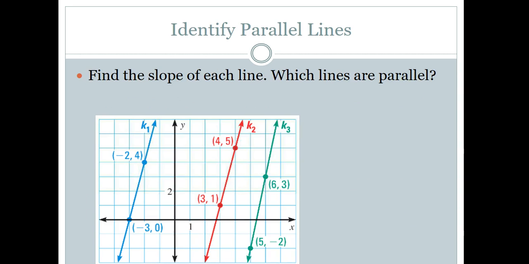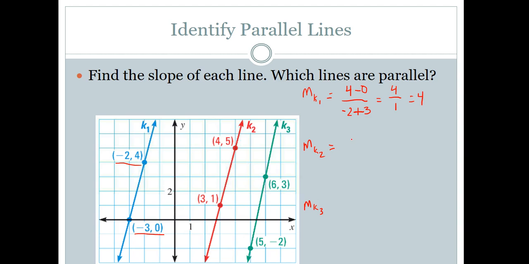Alright, so find the slope of each line, and which lines are parallel. So we have the slope for k1, slope for k2, and slope for k3. K1 is the blue line. The y values again go on top, so 4 minus 0. X values go in the denominator, so negative 2 minus negative 3. Remember, minus a negative makes it a plus 3, so I end up with 4 over 1, or 4.